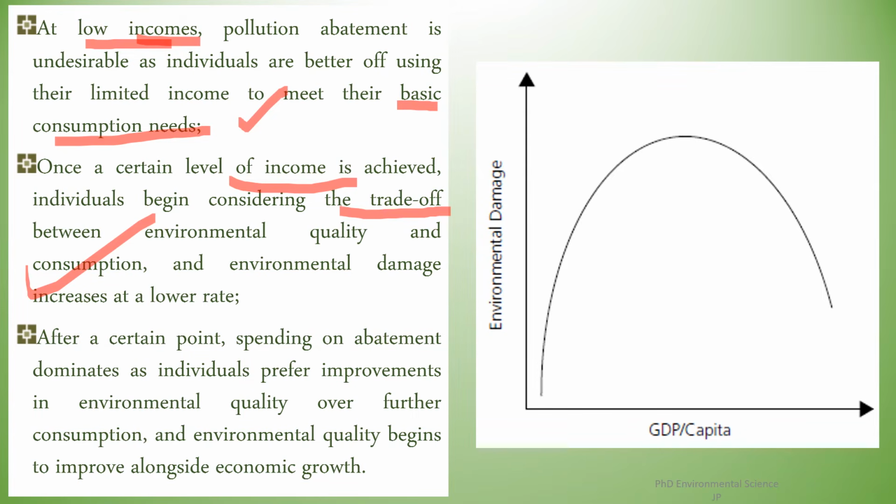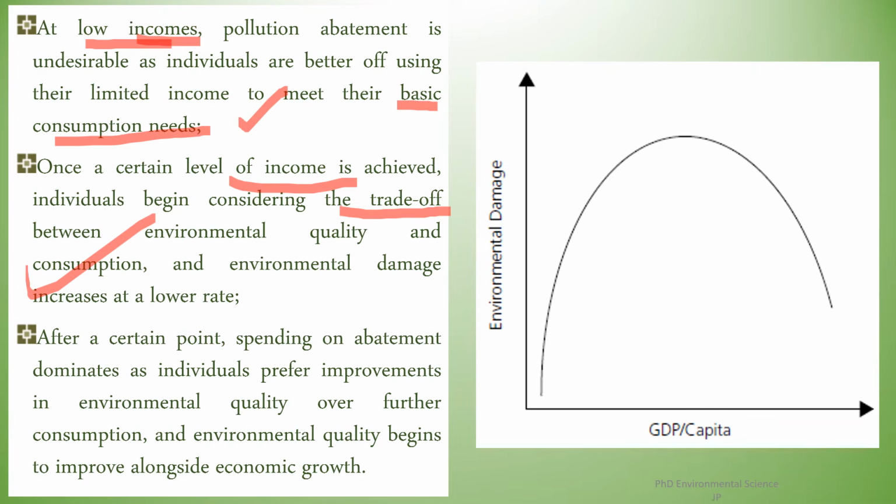So in this context, trade-offs means considering the compromises or balancing the choices between two things. At this stage, people start to evaluate the compromise between continuing to consume more and the benefits of having a cleaner environment. While environmental damage continues to increase due to ongoing industrialization and consumption, the rate of increase slows as some resources are allocated towards pollution control and environmental protection.